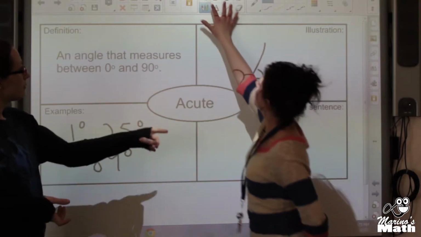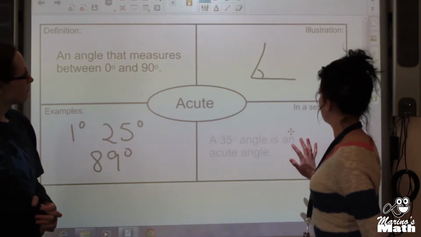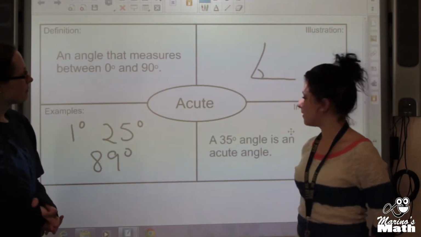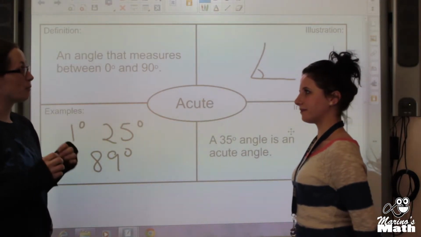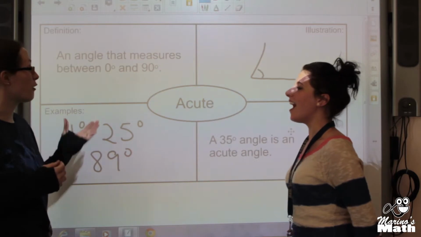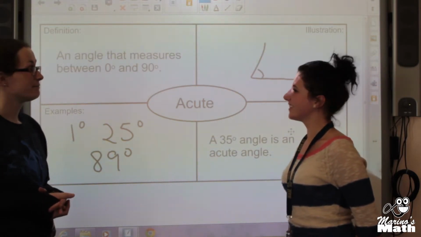Alright, and in a sentence, a 35-degree angle is an acute angle. And I always like to remember that an acute angle is really small because it's cute and small. So that's how I remember acute angles.